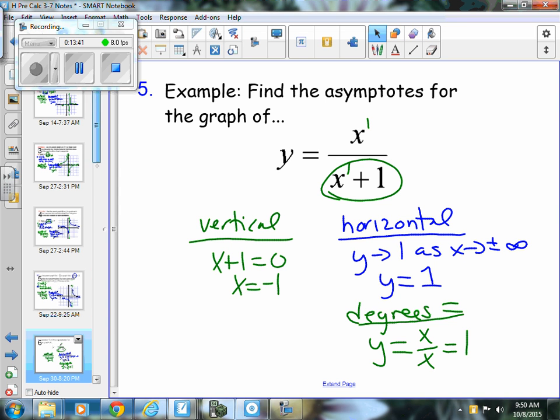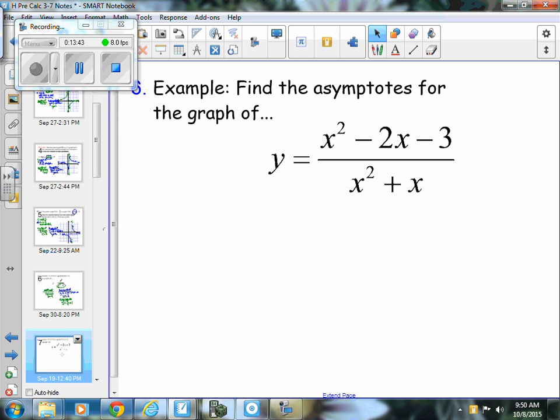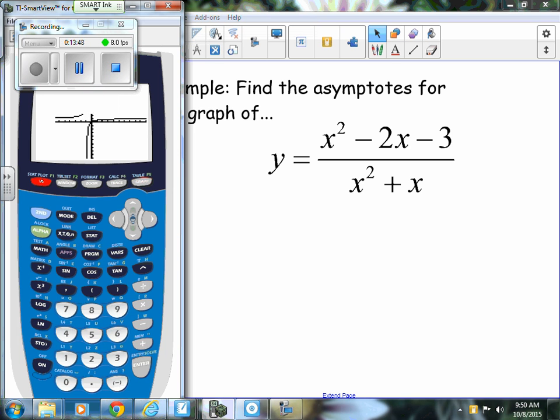You could have coefficients in front as well. All right, let's try one more of those. So take a look. We want to see what's going on for this one. I'm going to go ahead and type it in. So go ahead and pause if you need to and type yours in. So we have x squared minus 2x minus 3, and then divided by, make sure you use parentheses on the bottom so you get the whole denominator here, x squared plus x.